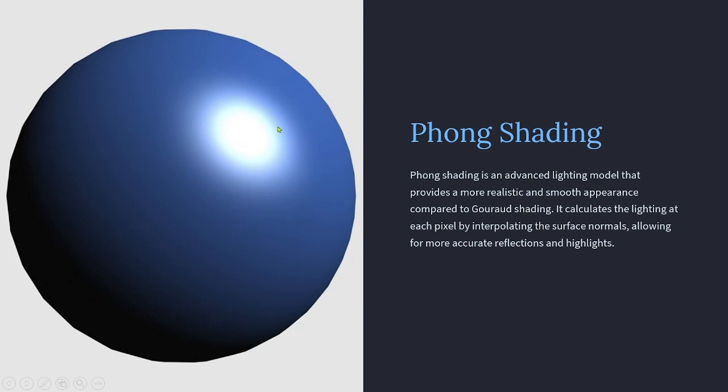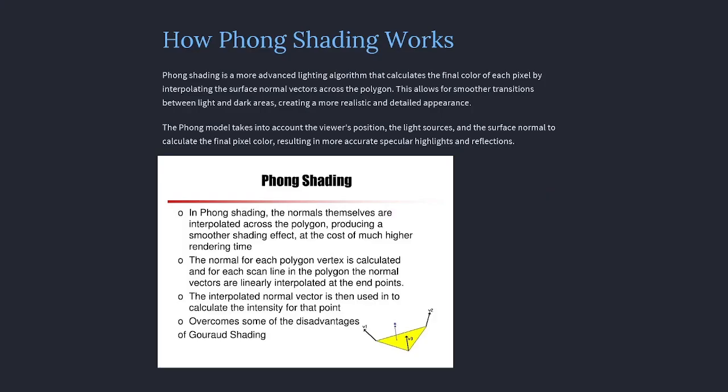Next is Phong shading. Phong shading is more advanced, more realistic, and gives a smoother appearance as compared to Gouraud shading, but it also requires more computational power. We can say it is the most advanced shading technique among the three. It can also give more accurate reflections and highlights. So how does Phong shading work?